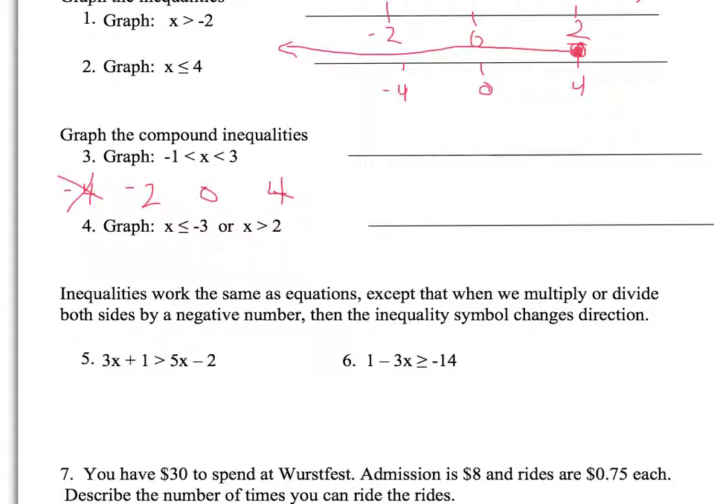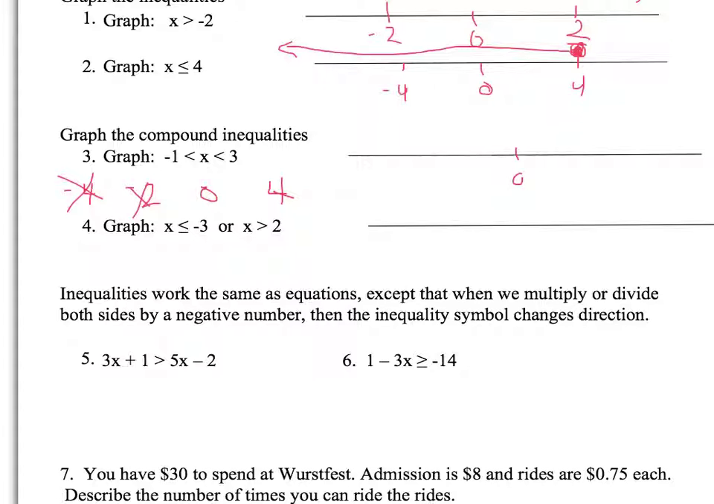All right, let's look at negative 2. Negative 2 is smaller than 3, but it's not bigger than negative 1. So that one doesn't work either. All right, so if I look at 0, 0 is a number that is smaller than 3, and 0 is bigger than negative 1. So 0 is a part of my solution set. All right, well, what about 4? 4 is not smaller than 3, so that cannot be a part of my solution set.